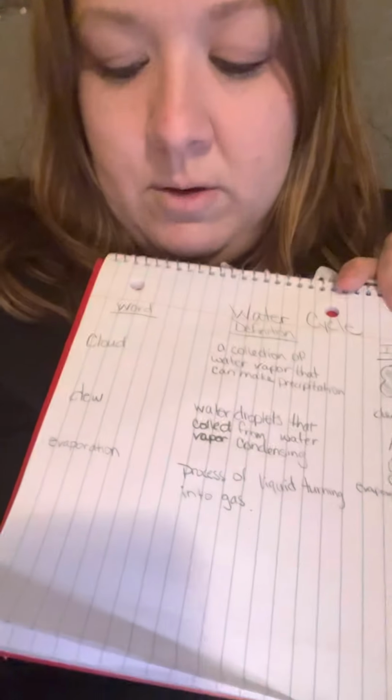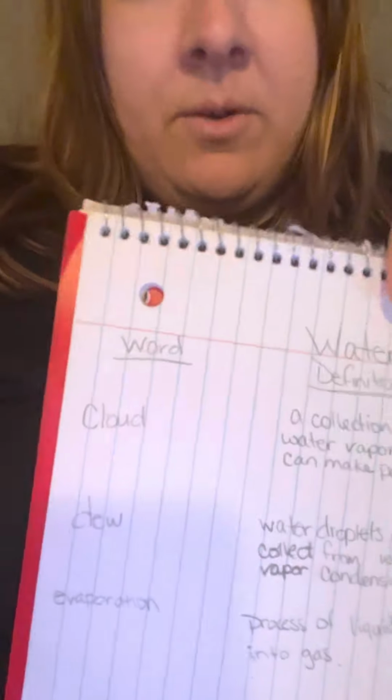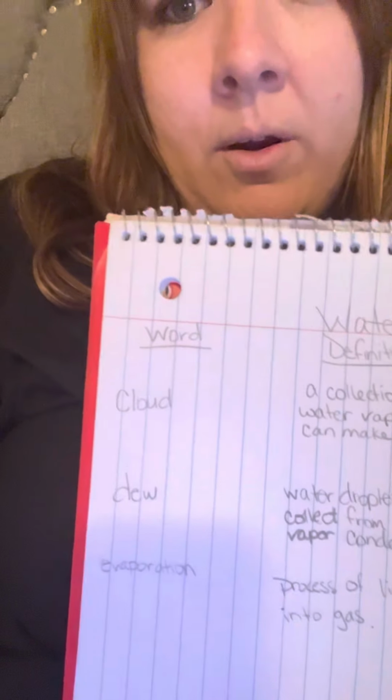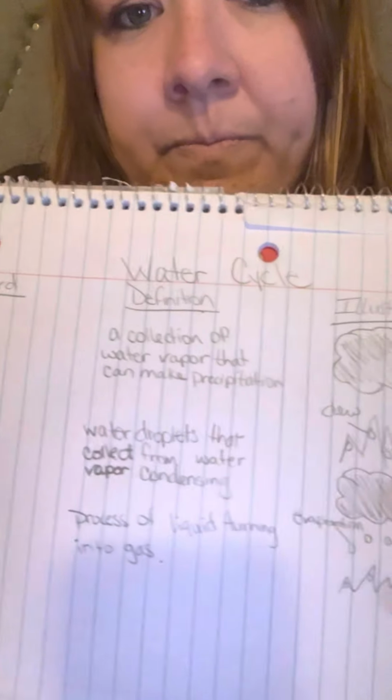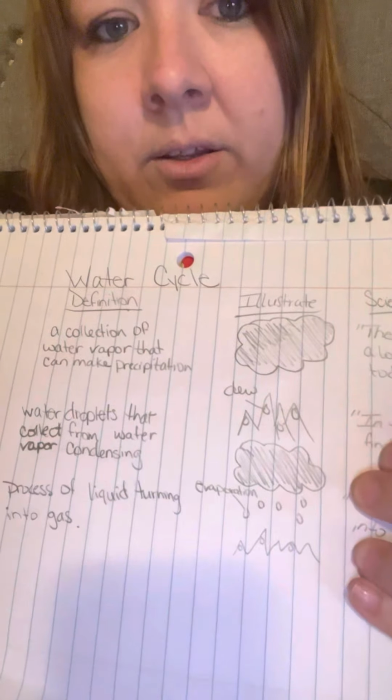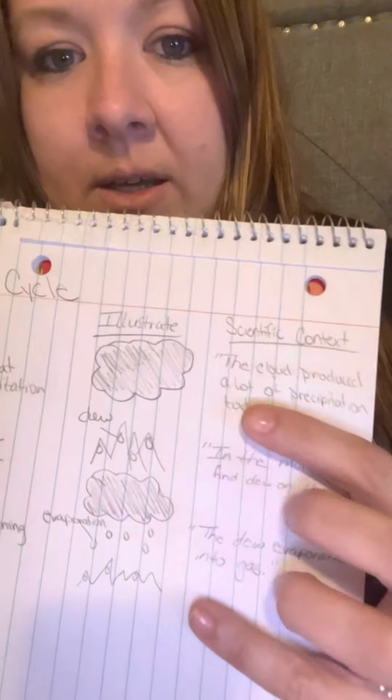Okay, so for my mini vocab lesson, I just chose 3 words for now, but it could go deeper. I chose the water cycle, so this is like the little assignment I put together for the class of what they could do. They would have their vocab word, and then they would write their definition. They would draw an illustration, and then they would use the scientific context.